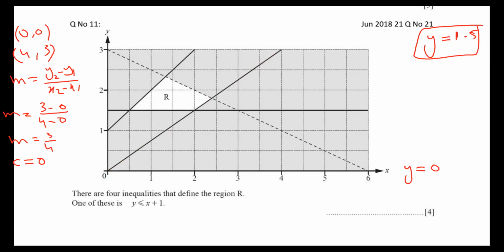So what is the equation of the line? I can write y equals mx plus c, where m is 3 by 4 and c is 0. So y equals 3 by 4 x plus 0. This 0 is not compulsory; you can skip it, or even leave it here, no problem. I got two equations.